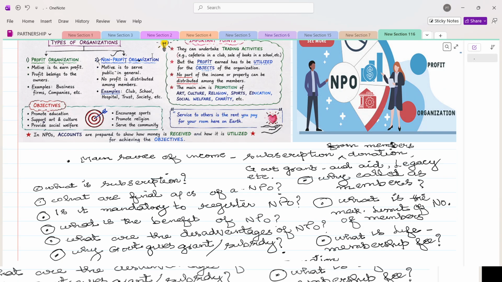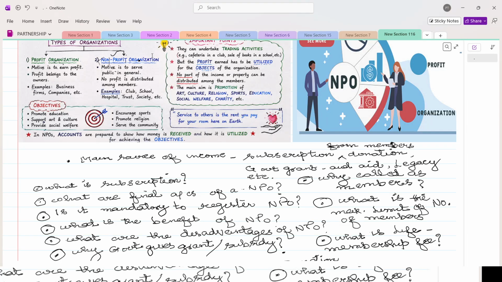Okay. Now let us first learn some of the terms, then we will go into it just like a story. I'll take what is subscription later. The final accounts of an NPO are the receipt and payment account, income and expenditure account, and balance sheet.